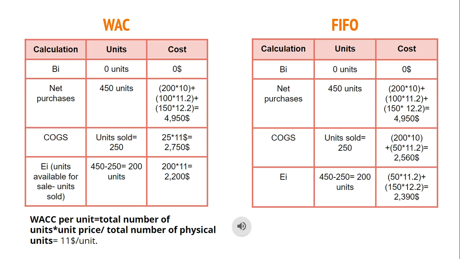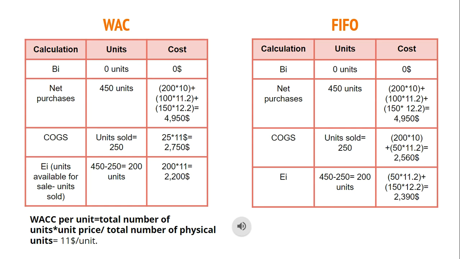Through the weighted average cost method, to calculate the cost of goods sold, we multiply the number of units sold by the weighted average cost per unit. And finally, the ending inventory is calculated by multiplying the number of units left by the weighted average cost per unit value. And under the first in, first out method, we assume that the earliest units in the inventory are the first units to be sold.